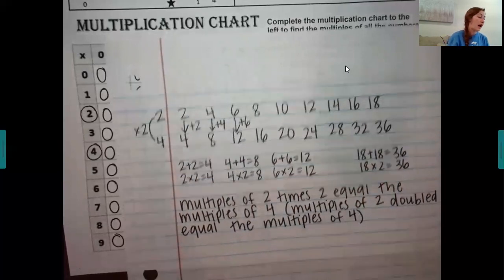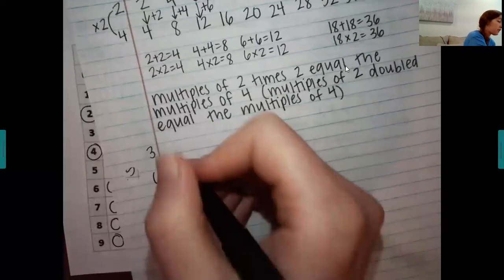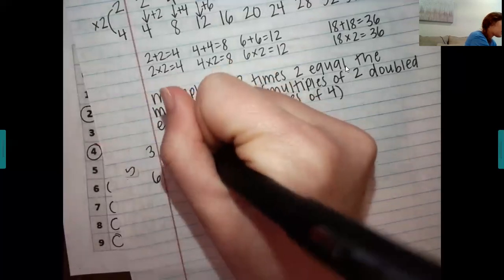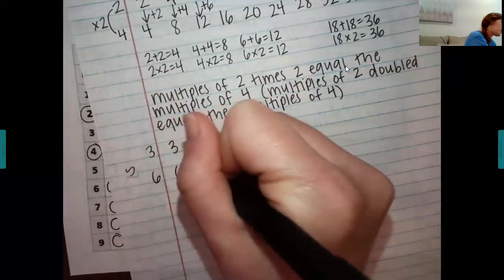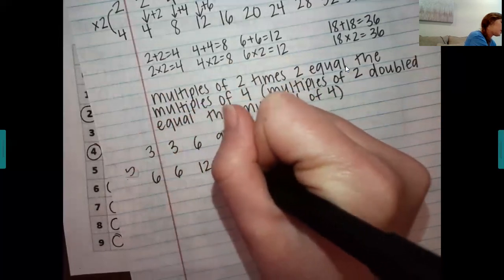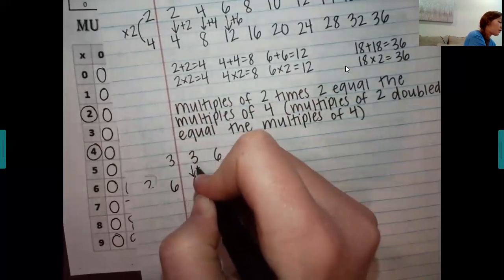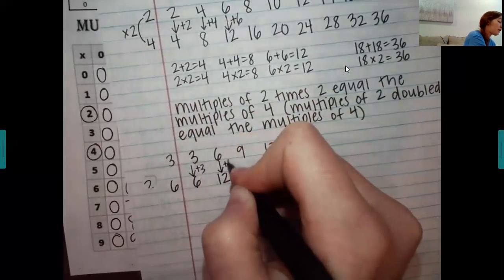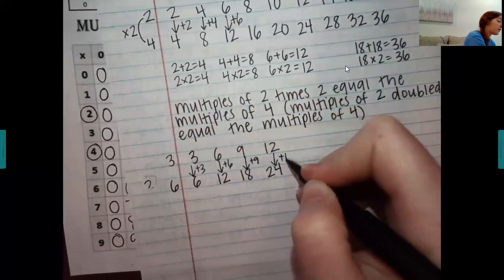So now I have to look at 3 and 6 and see how they're related. I'm going to do the same thing where I write them out. So I have 3, 6, 9, 12, and 6, 12, 18, 24. And let's see here what I have. 3 plus 3 equals 6. 6 plus 6 equals 12. 9 plus 9 equals 18. 12 plus 12 equals 24.